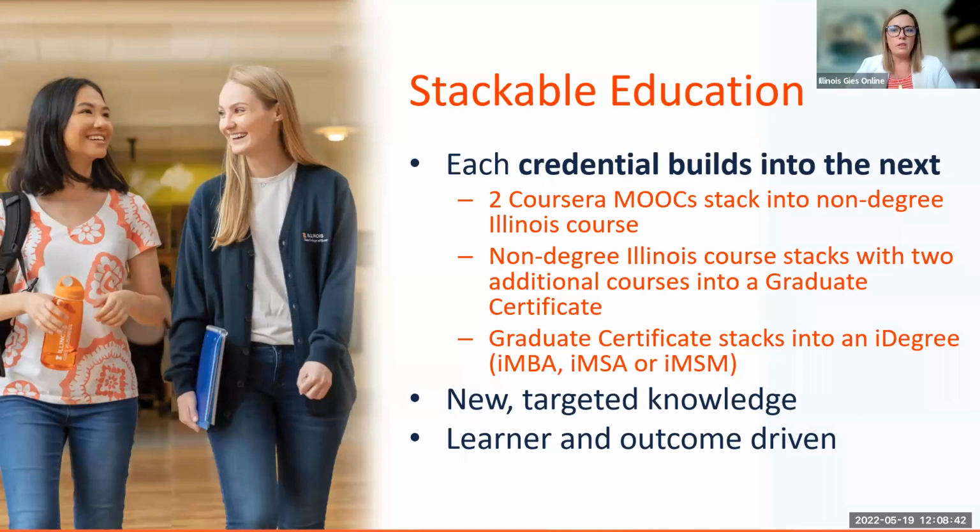So I want to dive a little deeper into the stackability of Gies Business. And we are going to talk about all of these options here in a little bit, but each credential builds into the next. So for instance, you could start with 2 Coursera MOOCs, and those will stack into a non-degree Illinois course. That non-degree Illinois course stacks with 2 additional courses into a graduate certificate. And then finally, that graduate certificate could stack into an I-degree like the IMBA, the IMSA, or the IMSM. All of these options complement an existing credential. All of these options allow for the development of new and targeted knowledge.